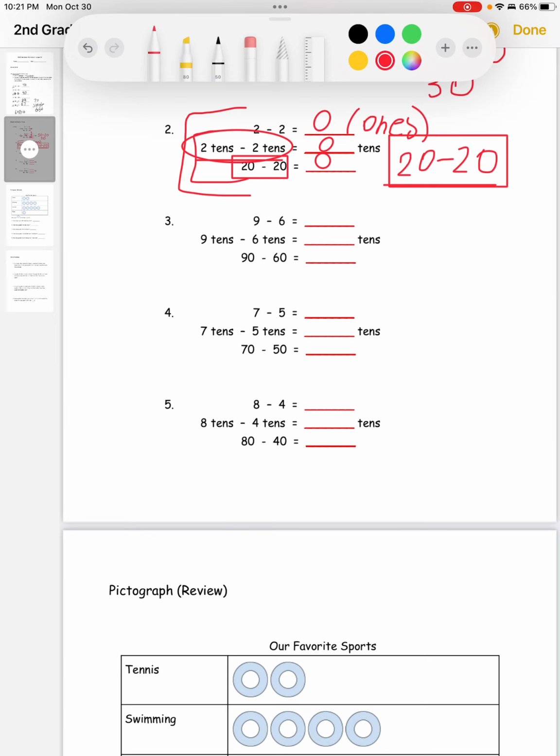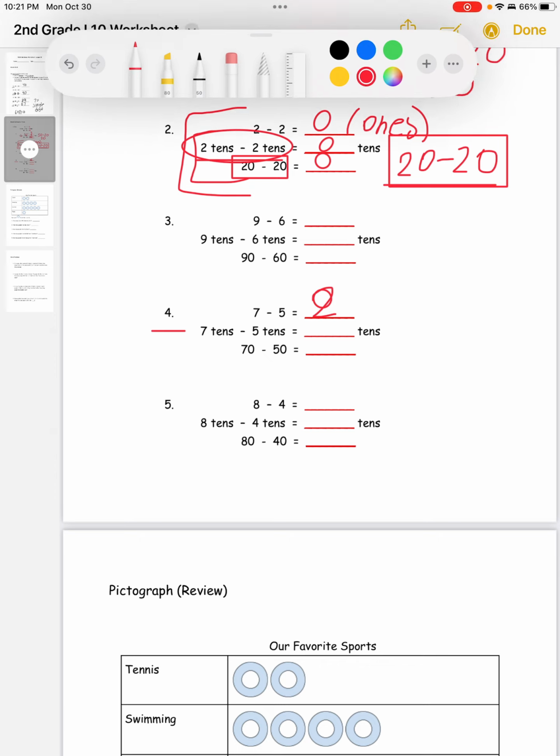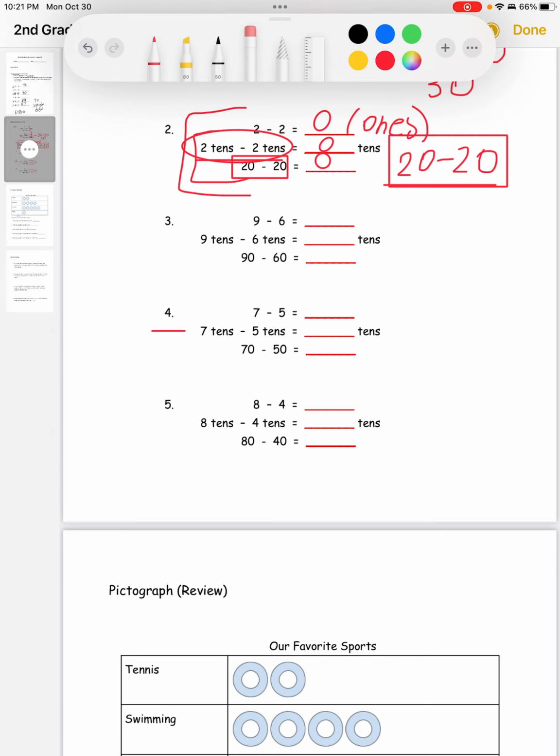Now let's solve question number 4. 7 minus 5 equals 2. So 7 tens minus 5 tens would equal 2 tens. And written out, it would look like this. So 70 minus 50, we know that it equals 2 tens, so 70 minus 50 has to equal 20.